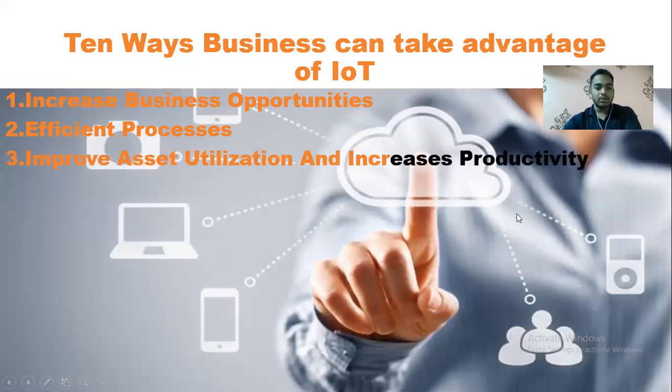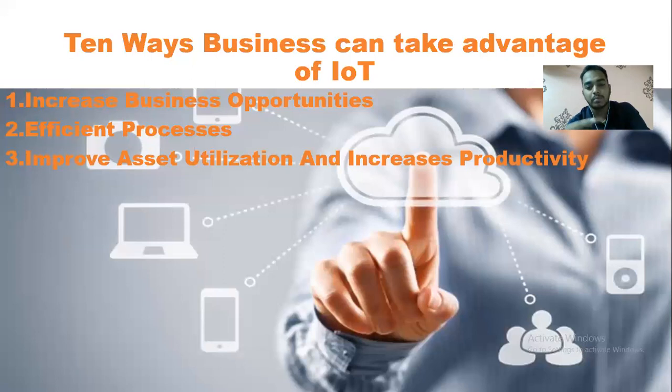The third point is improve asset utilization and increase productivity. If you are using IoT technology in your system, in your business, then it will automatically increase the productivity. If you're using automation in your business and processes, then it will increase your productivity.